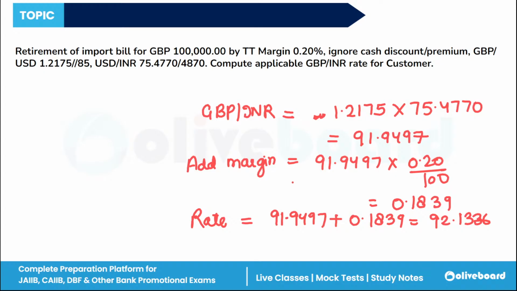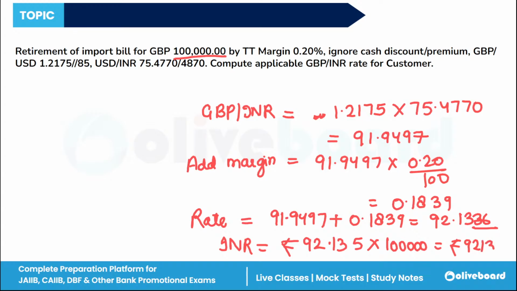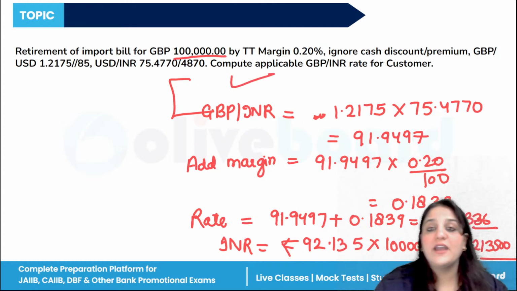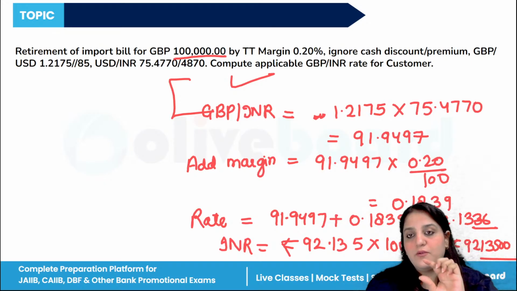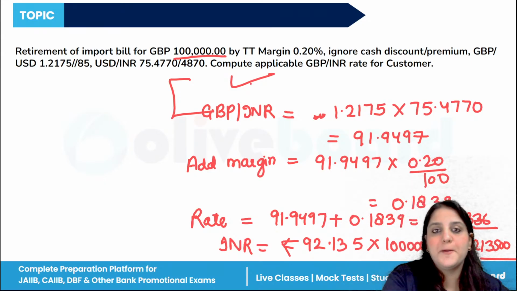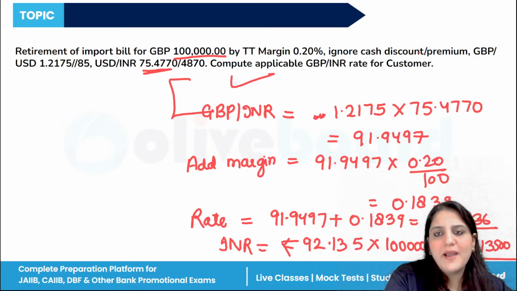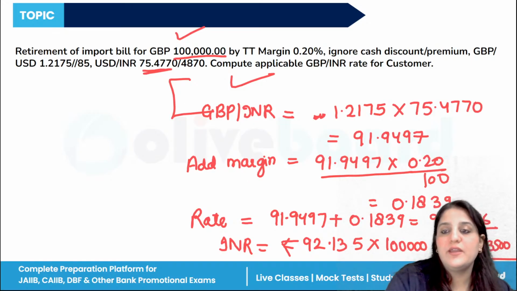Now how much INR is payable? So INR payable is rupees 92.135 after doing the round off. Multiply here this amount, which is equals to rupees 92,13500. So this is the answer. How can we calculate the British pound INR rate for the customer? So this is 1.2175, multiply it by the buying rate. Once we have the buying rate, we add the margin, then after that we calculate with the bill. So here INR proceeds are there.